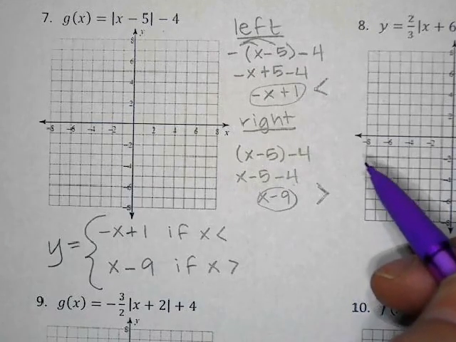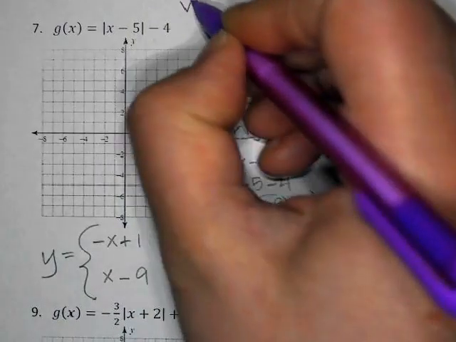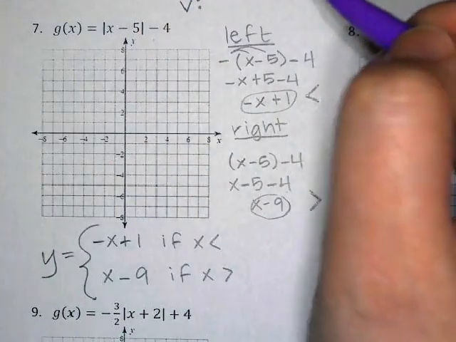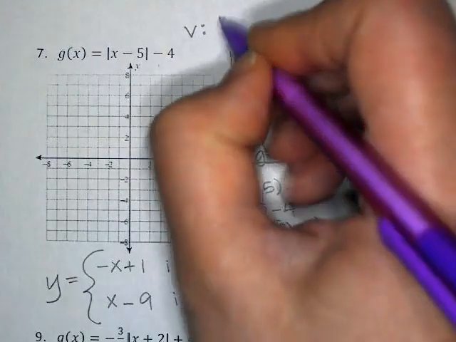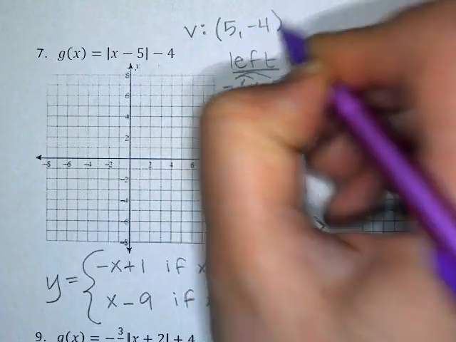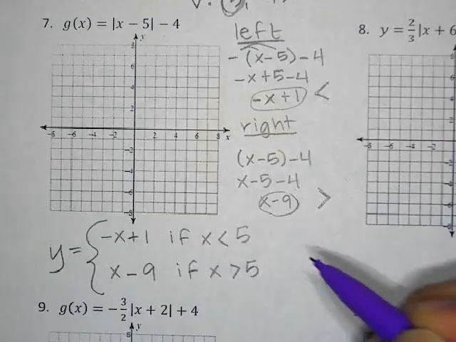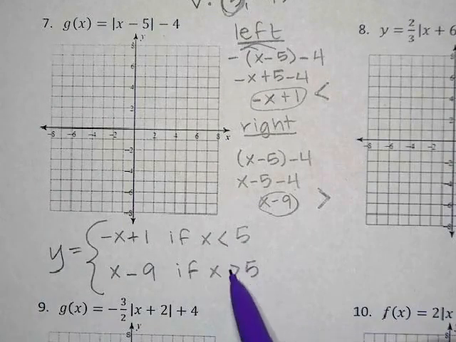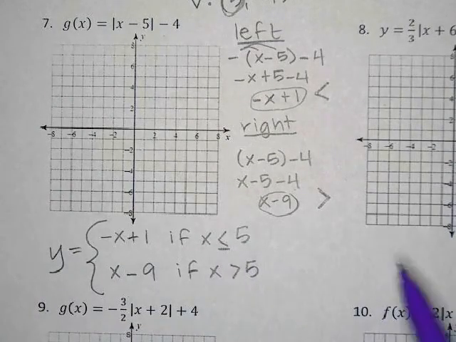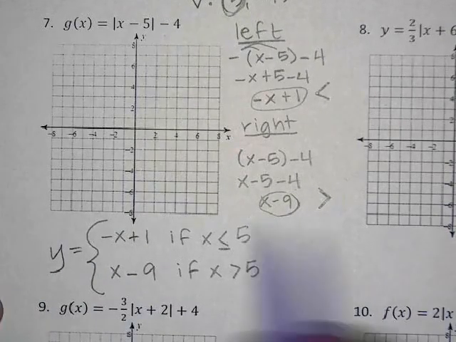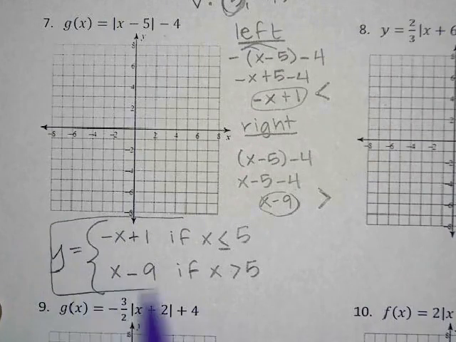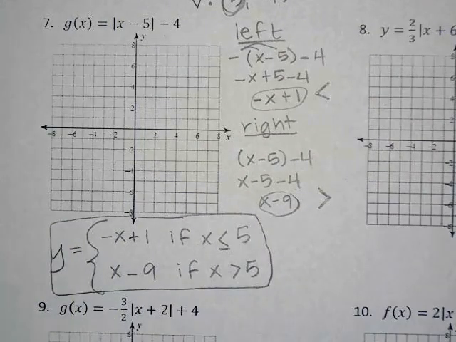What's the vertex for number 7? 5 and negative 4, and then the coordinate we're using is the 5 because that's the x value. And then one of these needs to have an equal to, it doesn't matter which one. One of them does. One of them needs it. It doesn't matter which one, but one of them needs it. Always.